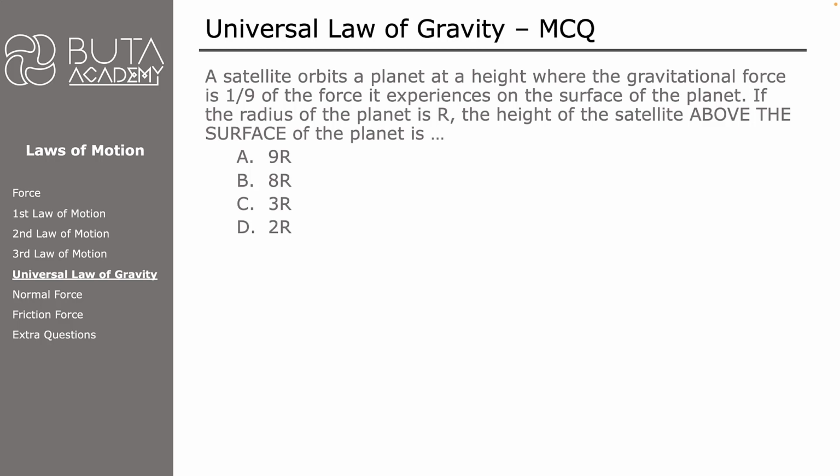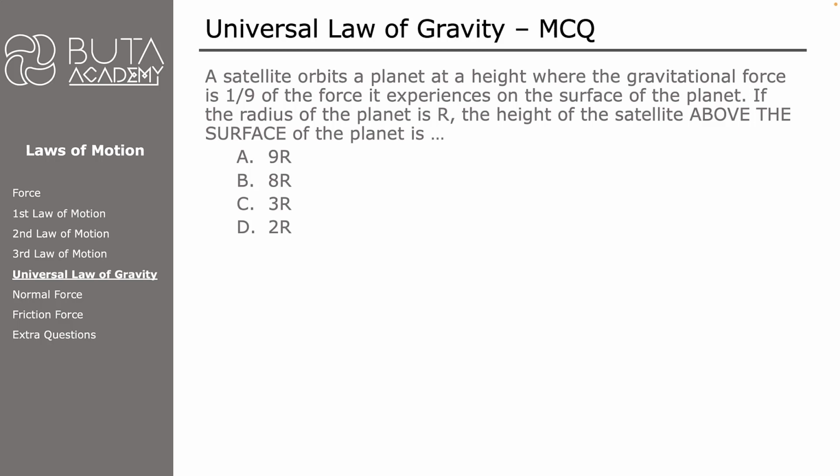First example is a multiple choice one. A satellite orbits a planet at a height where the gravitational force is 1/9 of the force it experiences on the surface of the planet. If the radius of the planet is r, the height of the satellite above the surface of the planet is: a) 9r, b) 8r, c) 3r, d) 2r.